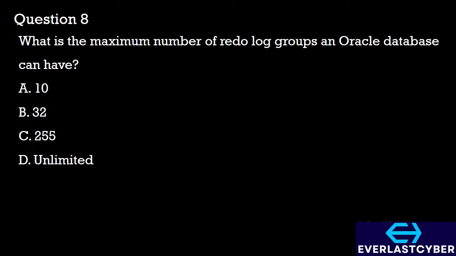Question 8. What is the maximum number of redo log groups an Oracle database can have? A. 10. B. 32. C. 255. D. Unlimited.